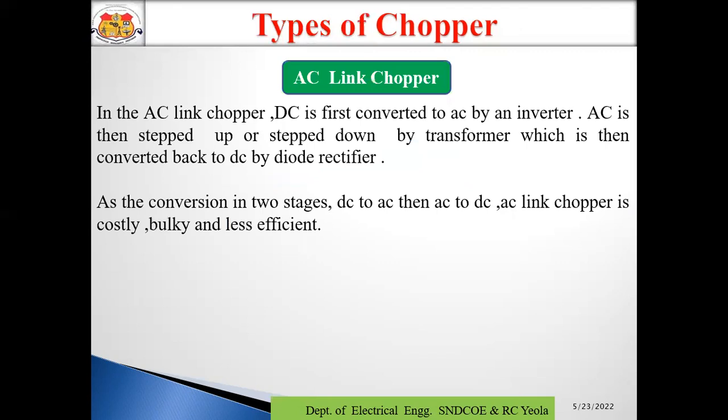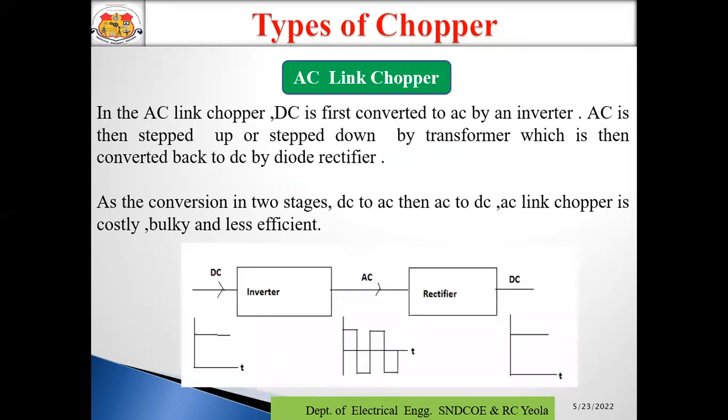In the AC link chopper, the DC is first converted to AC by an inverter, and the AC is then stepped up or stepped down by the transformer, which is then converted back to DC by the diode rectifier. So this is the main function of the AC link chopper. As the conversion is in two stages, DC to AC and then AC to DC, the AC link chopper is very costly, bulky and less efficient.